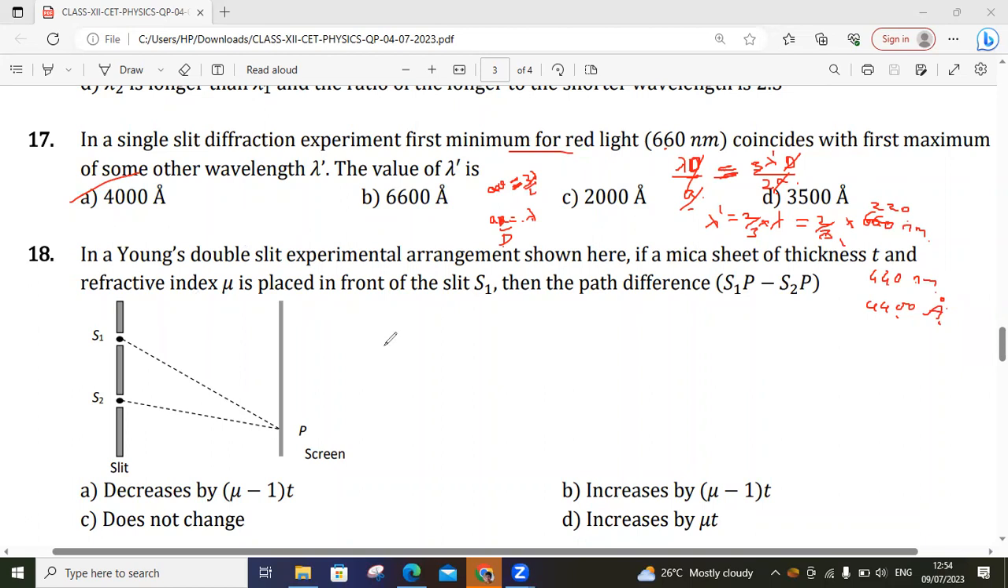Then the 18th: in a double slit experiment, the arrangement is shown here. If a mica sheet of thickness t and refractive index mu is placed in front of S1, okay, here they will keep it in front of S1, then the path difference S1P minus S2P. If you see this diagram, S1P is already greater than S2P, correct? So S1P minus S2P.